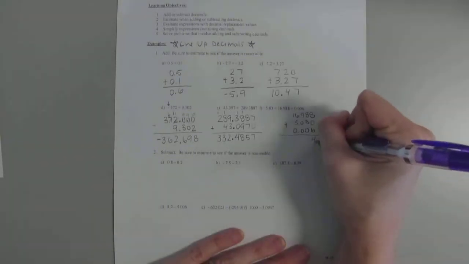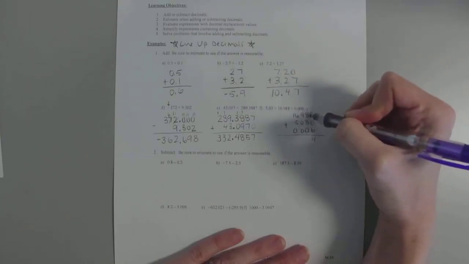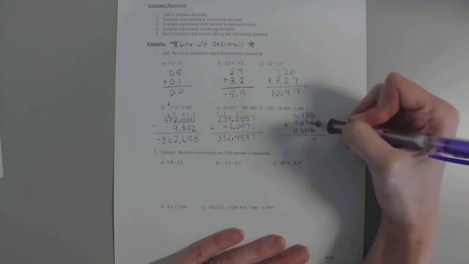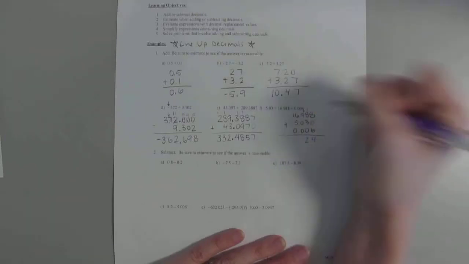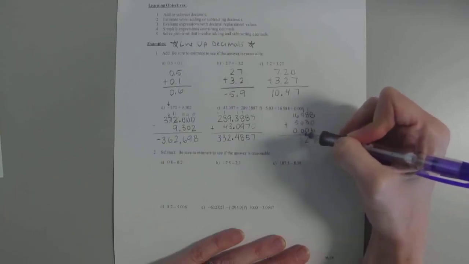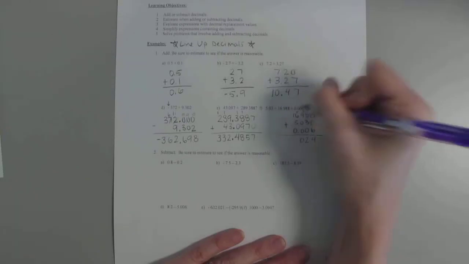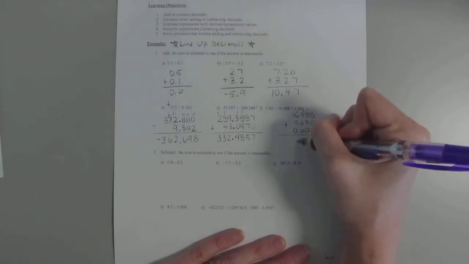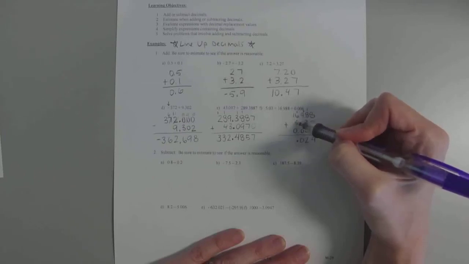8 plus 0 plus 6 is 14, so put your 4, carry your 1. 1 plus 8 is 9. 9 plus 3 is 12. 12 plus 0 is 12. So put your 2, carry your 1. 1 plus 9 is 10, plus nothing else is 10. So we put our 0, carry our 1. I'm going to go ahead and bring my decimal straight down so I don't forget about it.